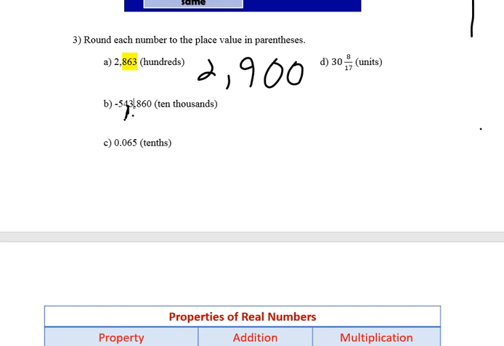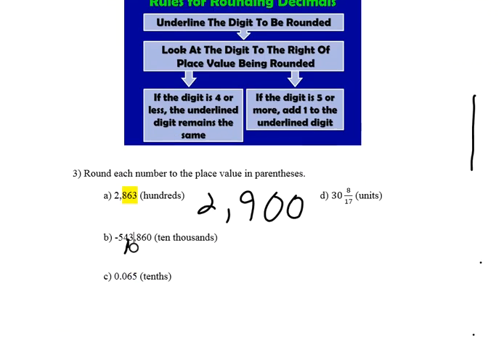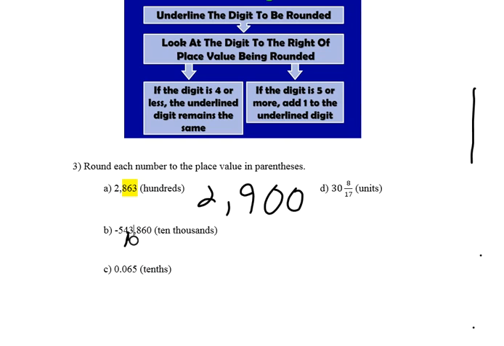So we look behind it to the 3. 3 says to do what to the 4? Well, 3 is less than 4, so that means I need to remain the same. So it's negative 5, the 4 remains the same, and everything after the 4 must become zeros.